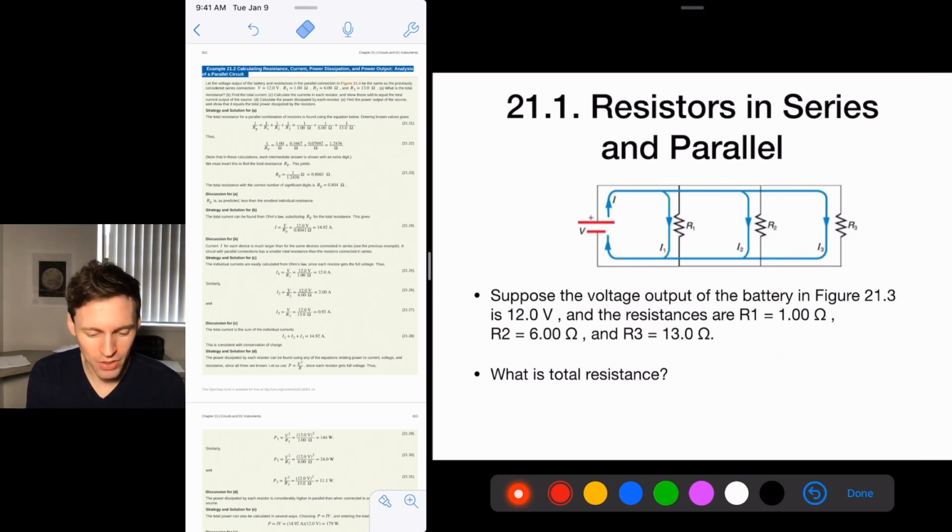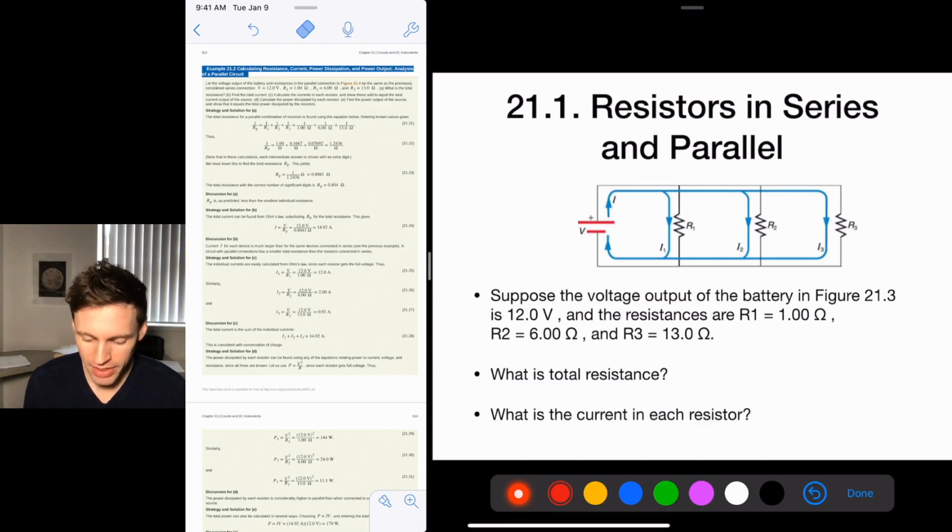Okay, unpause, and you get that the total resistance is about 0.8 ohms. What is the current then in each resistor? Pause, unpause. V equals IR. Your voltage is 12 volts. You have to calculate what I1, I2 and I3 are, and you get, hopefully, 12 amps, 2 amps, and 0.92 amps. The more resistance you have, the less the current is going to be through that resistor, so it makes sense that R1, with the lowest resistance, is going to have the most current.